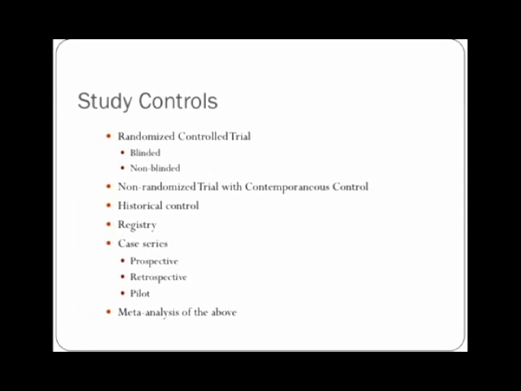There's a non-randomized control trial with contemporaneous control, historical control, registries, case series, prospective, retrospective, or pilot studies, or meta-analysis of the above. And as much as I disdain the randomized control trial, just because I feel that it's unattainable essentially, the meta-analysis, if you garbage in, garbage out. So you have somebody that's taking a look at it, and it's very difficult to find out whether a controlled trial has really been run according to the edicts that they had decided.